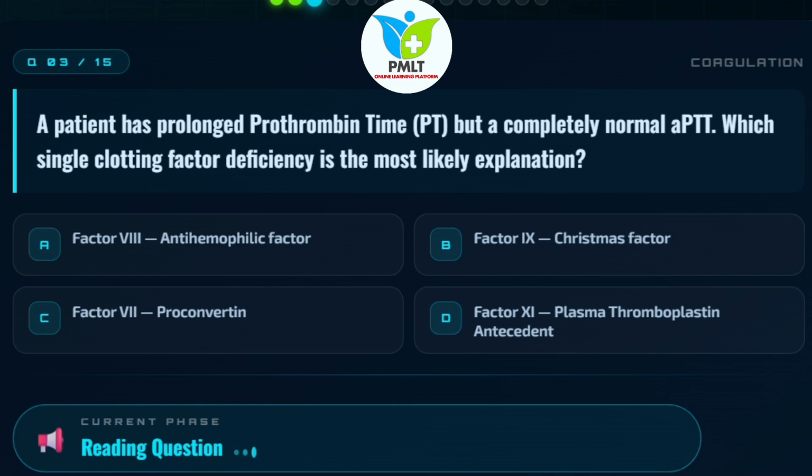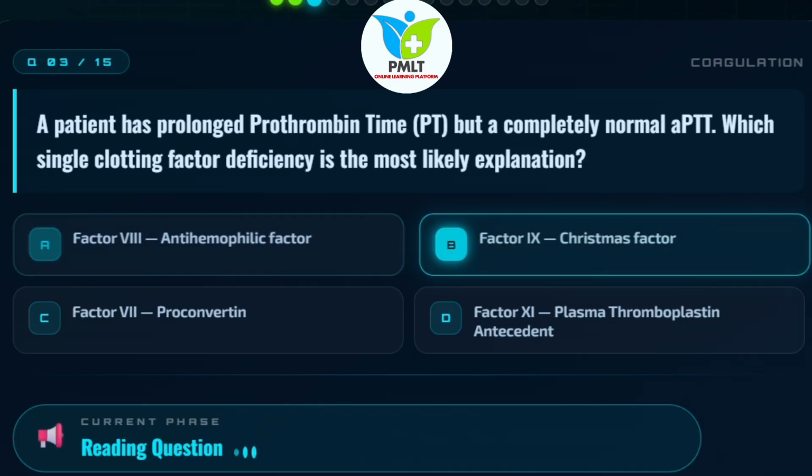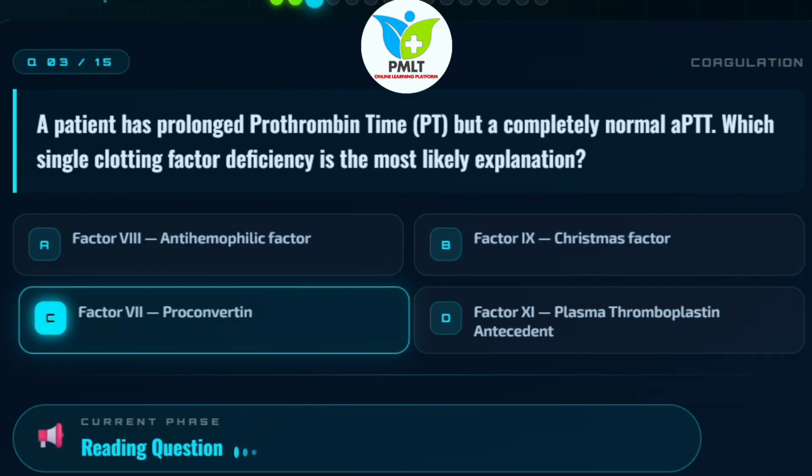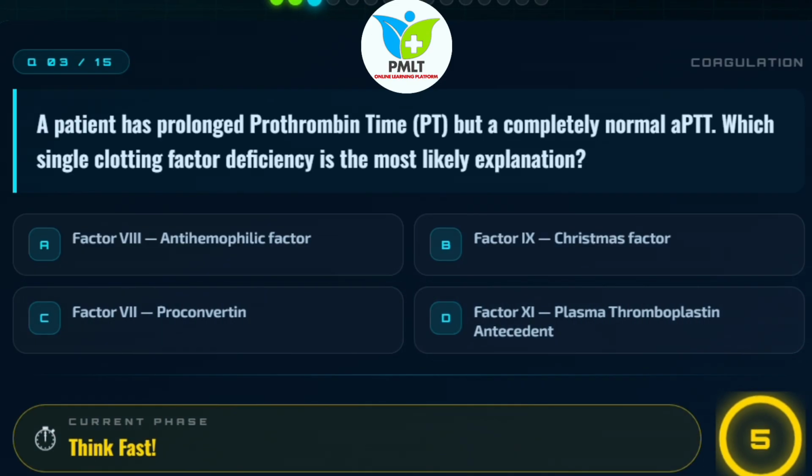A patient has prolonged prothrombin time, PT, but a completely normal APTT. Which single clotting factor deficiency is the most likely explanation? A. Factor 8, antihemophilic factor. B. Factor 9, Christmas factor. C. Factor 7, proconvertin. D. Factor 11, plasma thromboplastin antecedent. Timer starting.